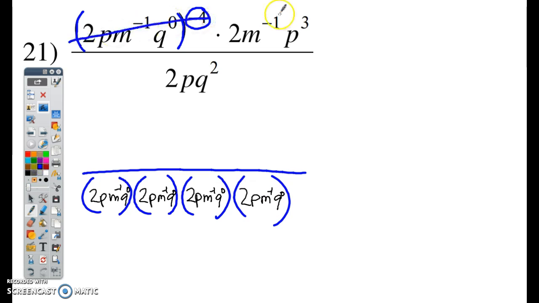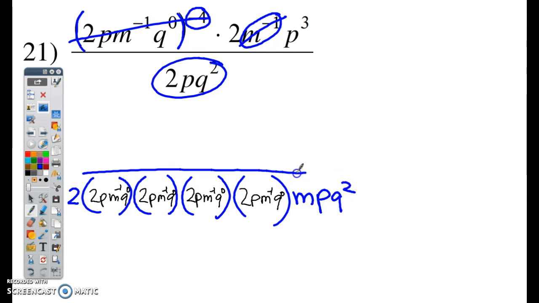I also need to move down m to the power of 1. And I need to keep these at the bottom. So put the 2 in the front. Put the p, q squared at the end. At the top, you end up with 2p to the 3rd power, and you guys can finish off the rest.